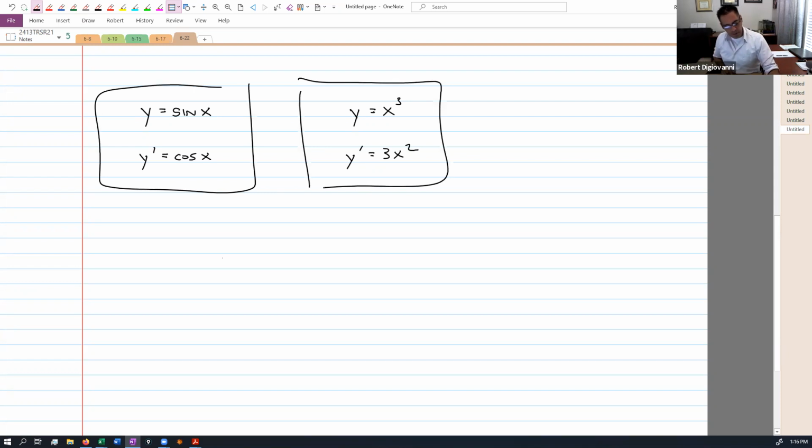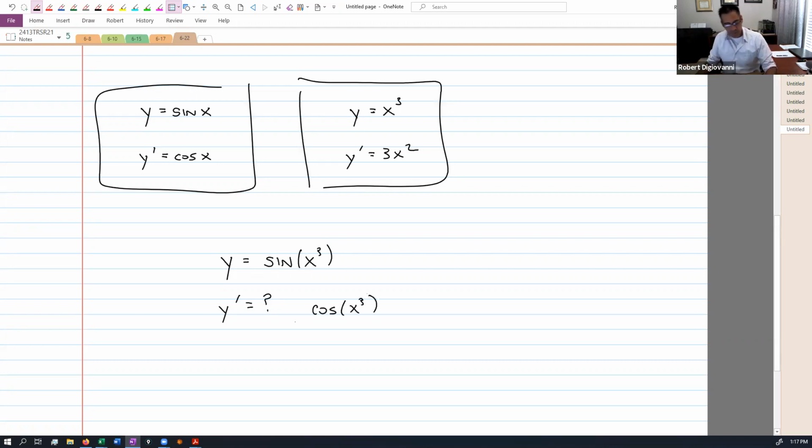But now, what if I tell you y is equal to sine of x cubed? Now we have composition. This is sine of x cubed. We've got an inner function and an outer function. And the question is, what is the derivative, right? That's the question. And it turns out that it's not what you might think it is. I don't know what you would think that is. Maybe you would think that the derivative is just cosine of x cubed.